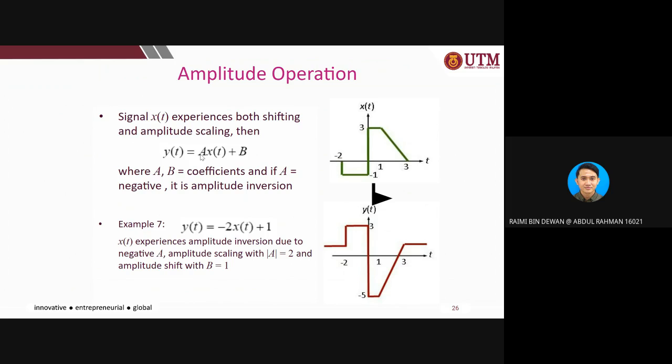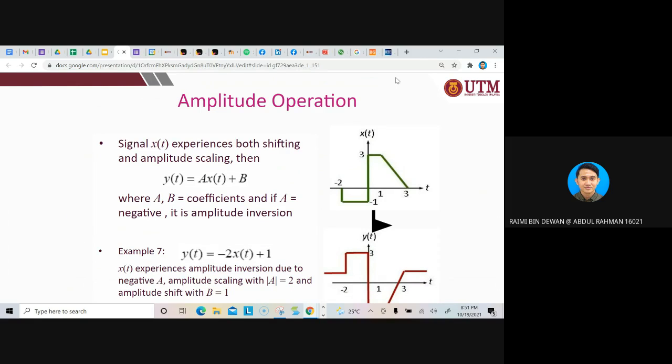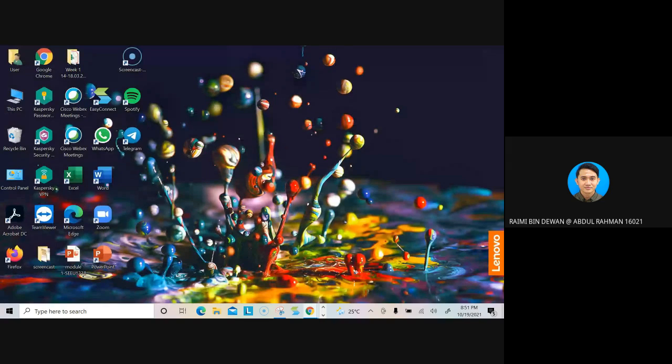Okay, so we see these examples. Question 7: y(t) equals negative 2 x(t) plus 1. Okay, let us make some demonstration first.